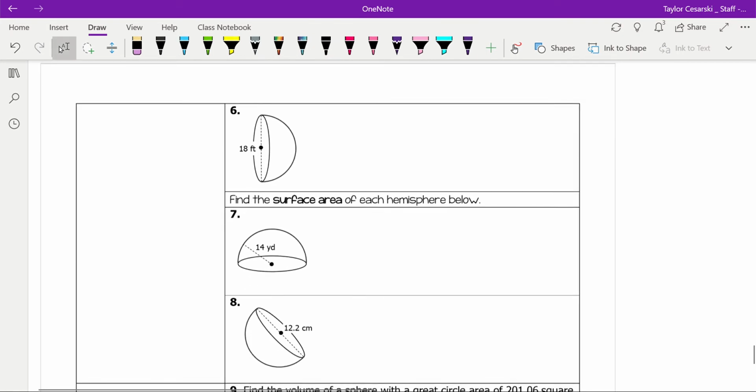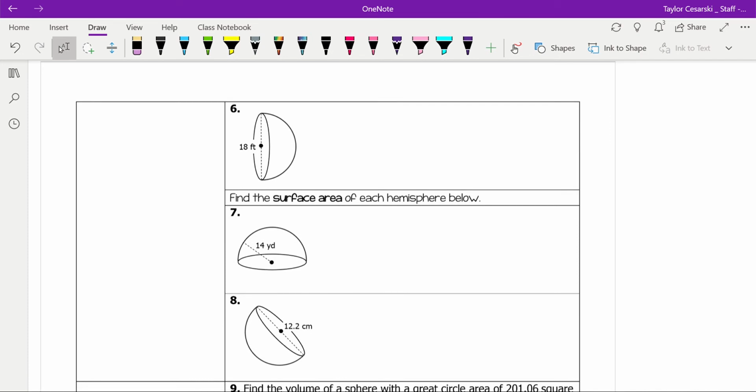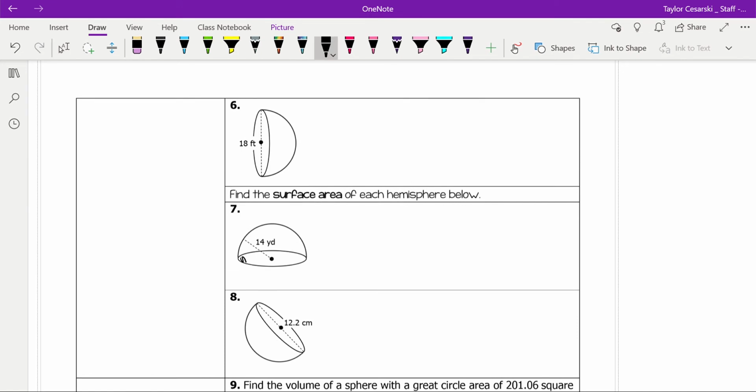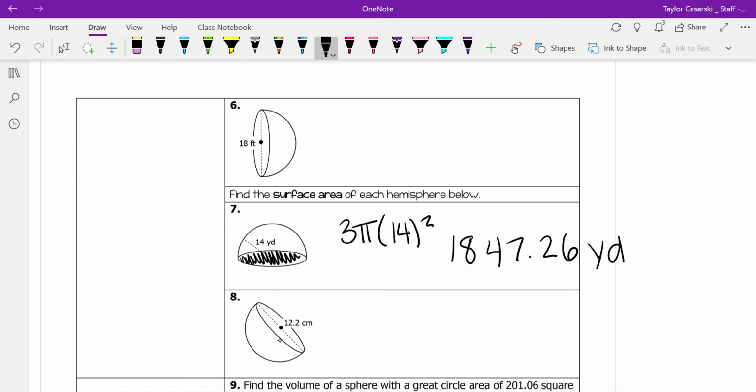Number 7, find the surface area of each hemisphere below. Now looking at the formula, you might think, well, a hemisphere is half, so why is it not 2 pi r squared? That's because we also have to take into account the circle on the top. So it would be 2 pi r squared, except that we also have a circle on the top, which is another pi r squared. So 2 pi r squared plus 1 pi r squared gives me a total of 3 pi r squared. So 3 pi 14 squared. When you type that in your calculator, you get 1847.26 yards squared.